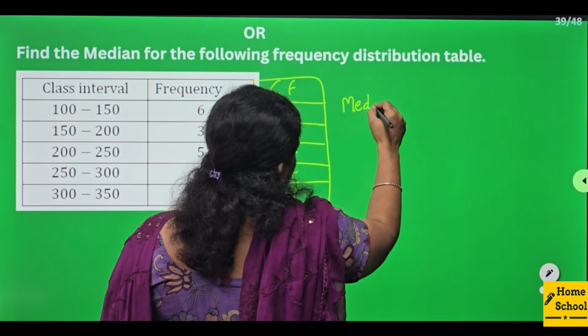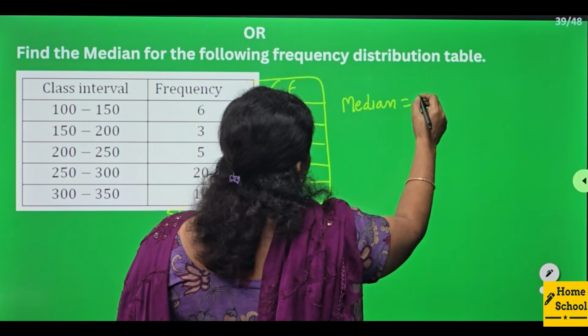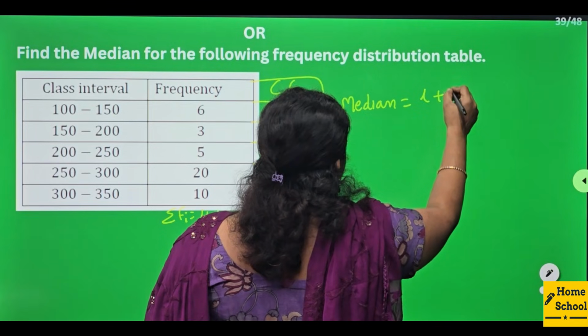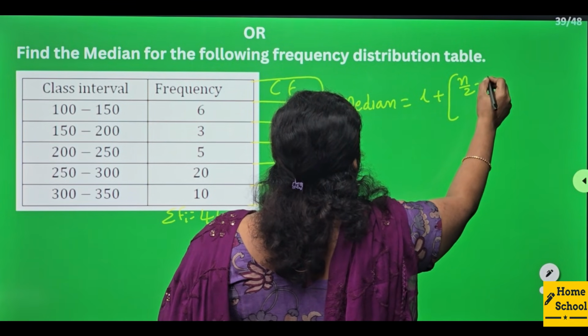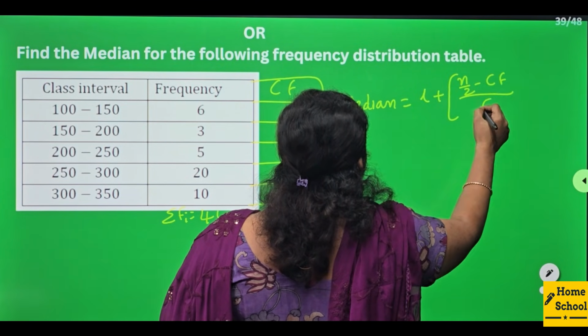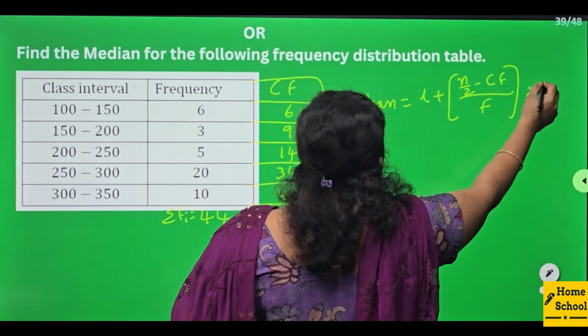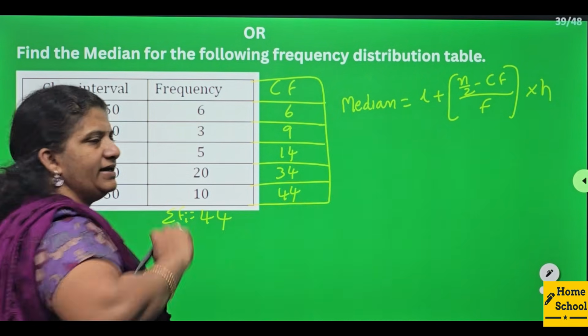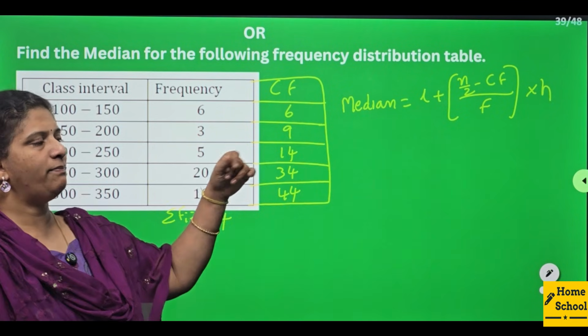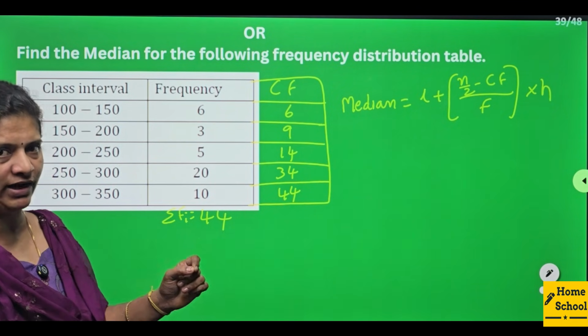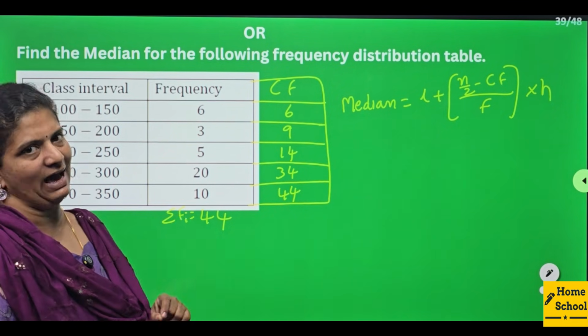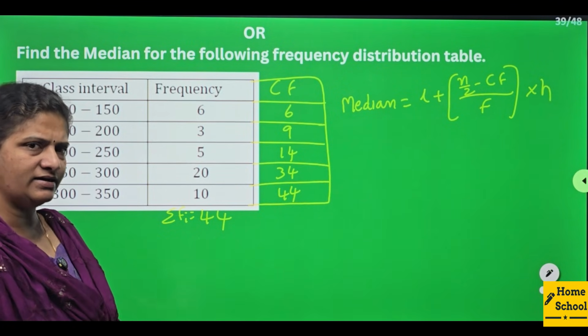Median is equal to L plus (N by 2 minus CF) by F into H. Now we need all these. Before applying in formula, first we need to identify the median class. How to get the median class?